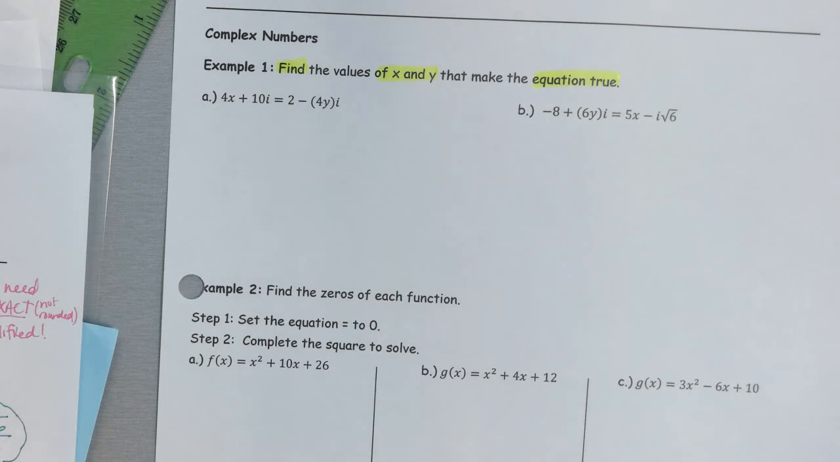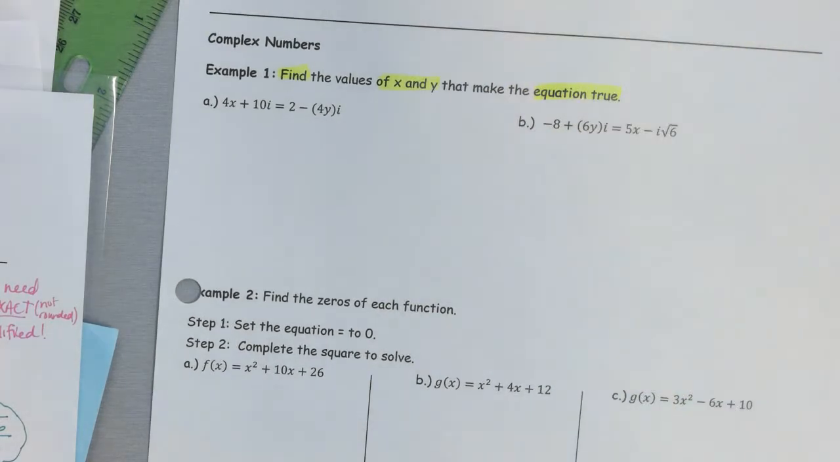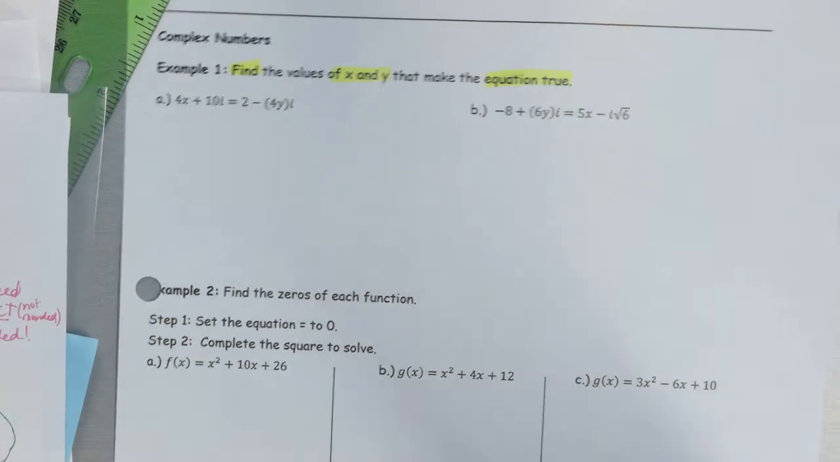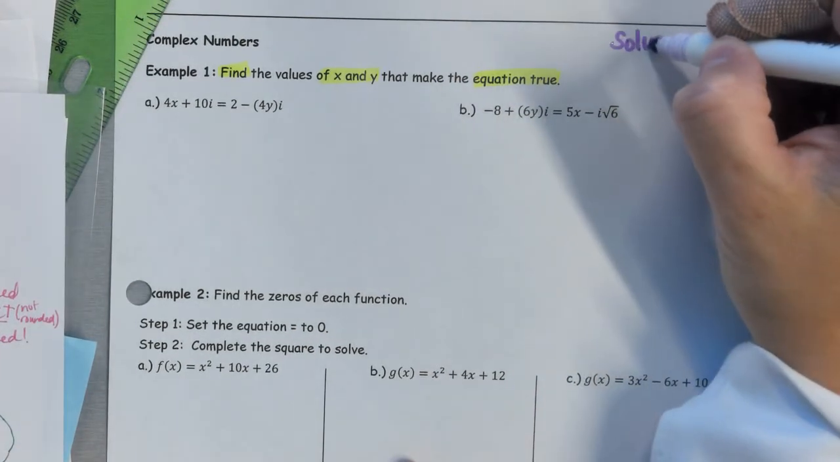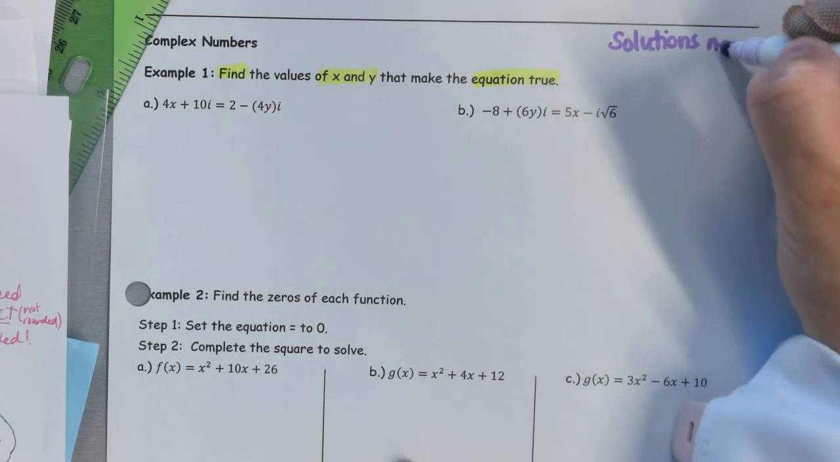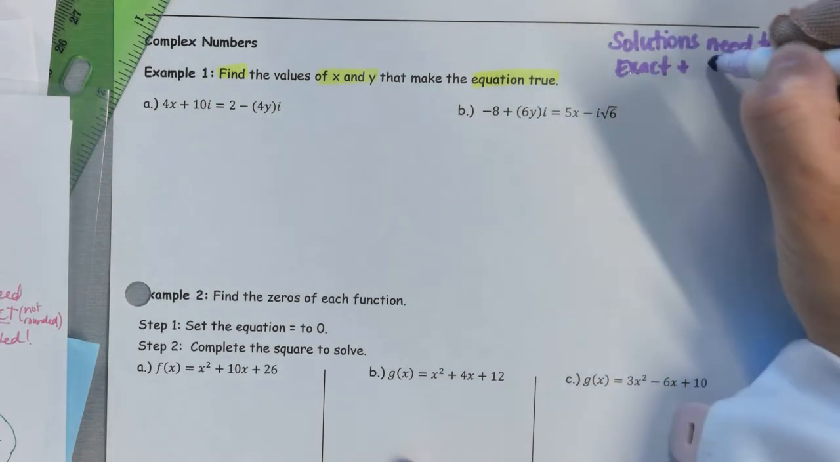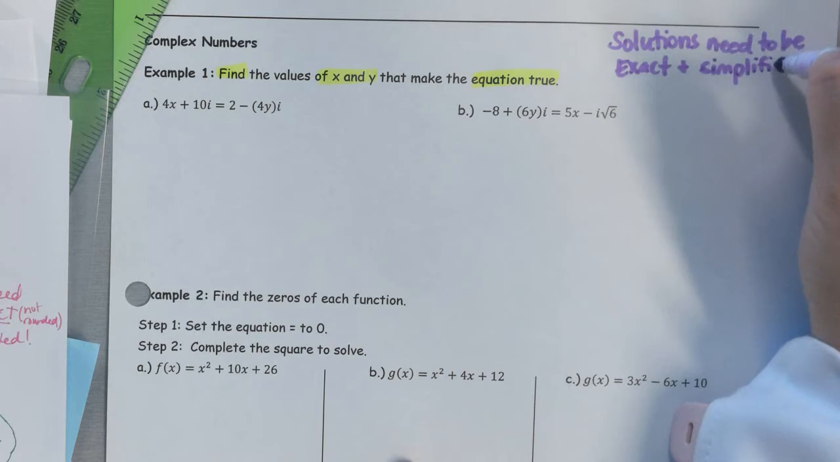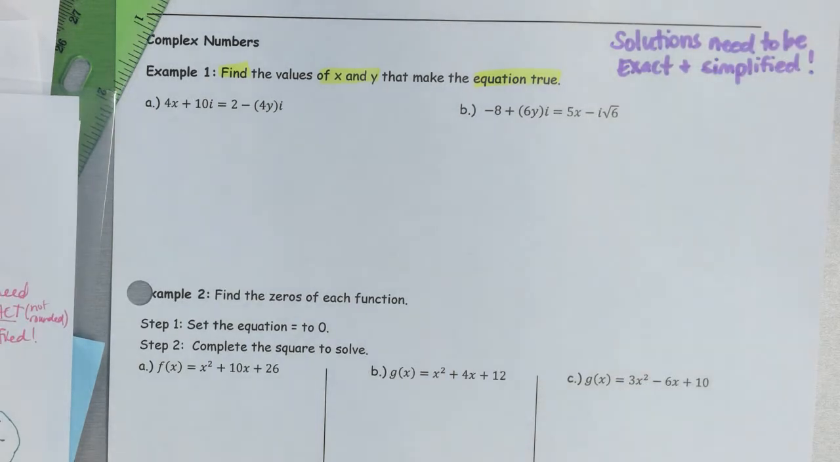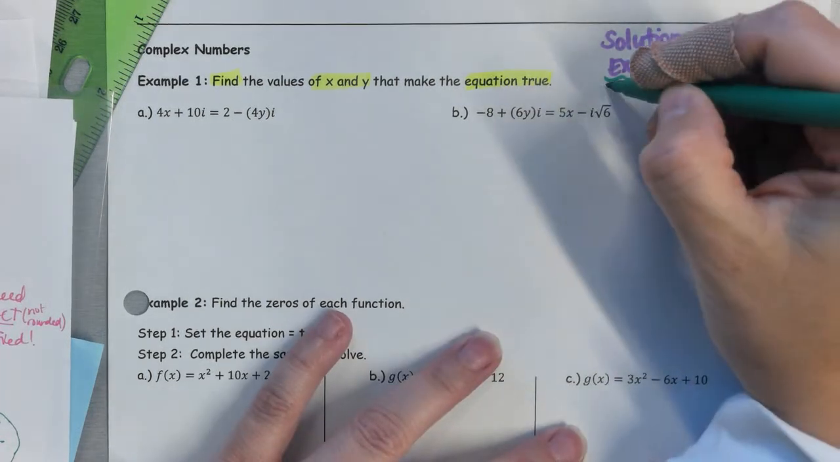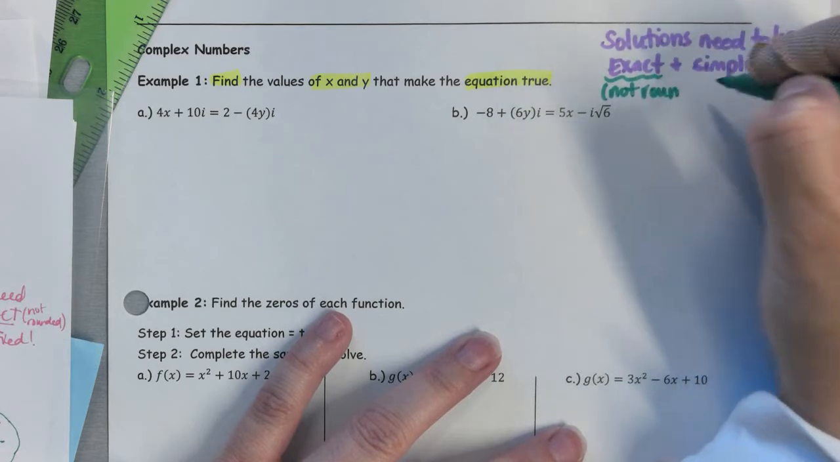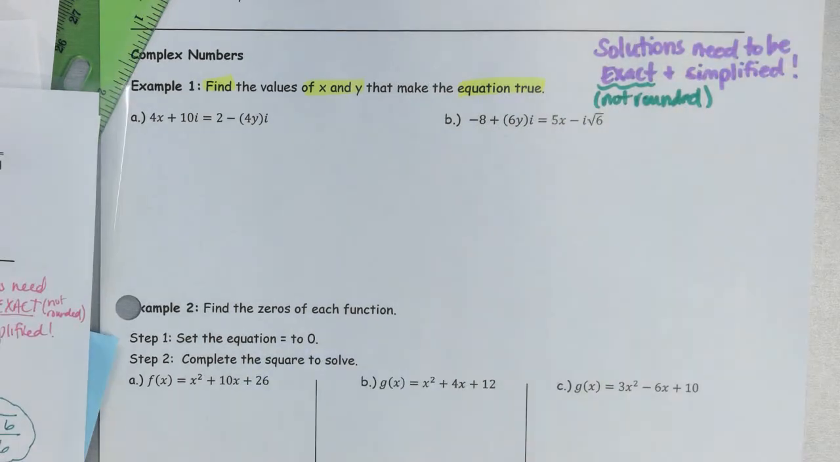And then something else we want to notate for today is whenever you are finding the solutions, they need to be exact and simplified. So that's not something that's always explicitly stated in the directions. Like in every single direction, it's not going to say they have to be exact and simplified. That is just our proper form for this. Okay, so when it says exact, we're not rounding anything. So you're not going to have decimals here.